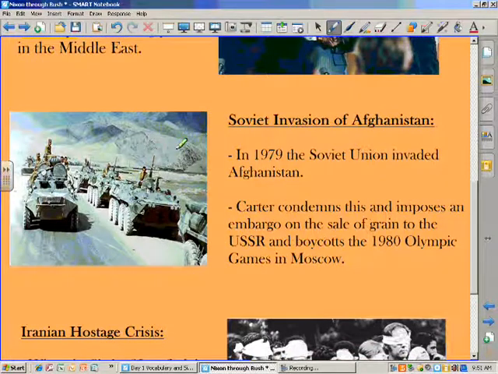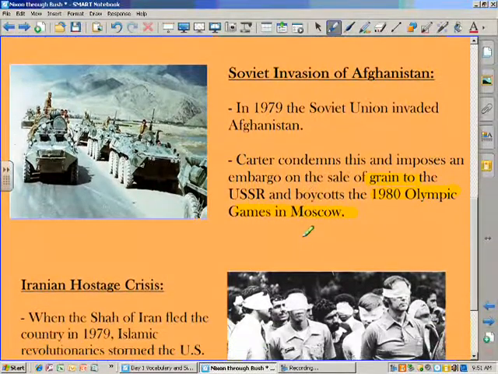However, during his presidency, there was also some turmoil. The Soviets invaded Afghanistan in 1979, and Carter condemned this and imposed an embargo. We've heard of embargoes before when we were talking about Japan during World War II. He put an embargo on the sale of grain to the USSR, and he boycotted the 1980 Olympic Games in Moscow. So we did not attend the Olympic Games in Moscow.